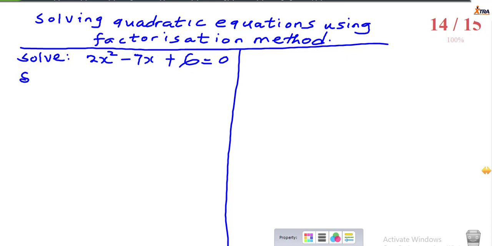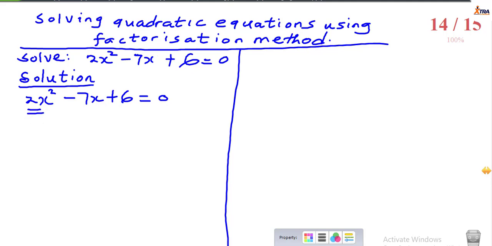So the solution is thus. Let's solve this using the factorization method. We have 2x squared minus 7x plus 6 equals 0. We take the first term and the last term and find their product. Remember, that will give us plus 12x squared.